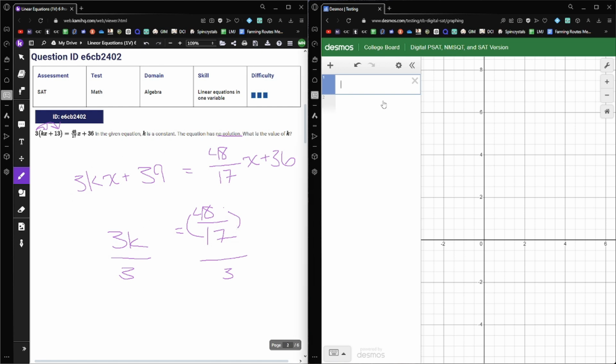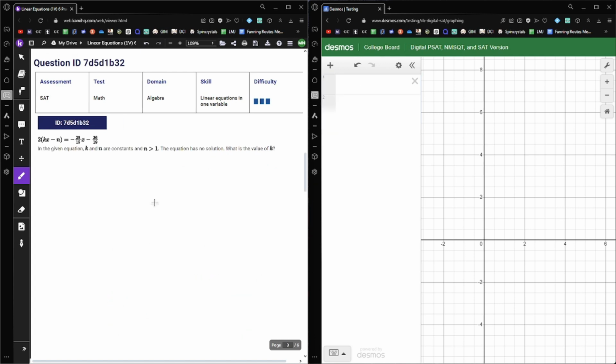And now, let me put this in Desmos. So I'm going to do parentheses 48 slash, and that's how you get the divide sign, by clicking the slash, 17. And then I'm going to close that parentheses, and click the slash again to do another divide, and divide it by 3. Now you are going to get this super long and nasty looking decimal. But if you want to turn that into a fraction, all you've got to do is click the fraction button here on the left, and you get 16 over 17. So k is equal to 16 over 17.